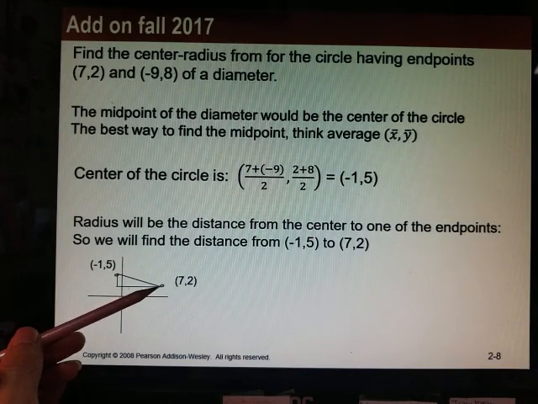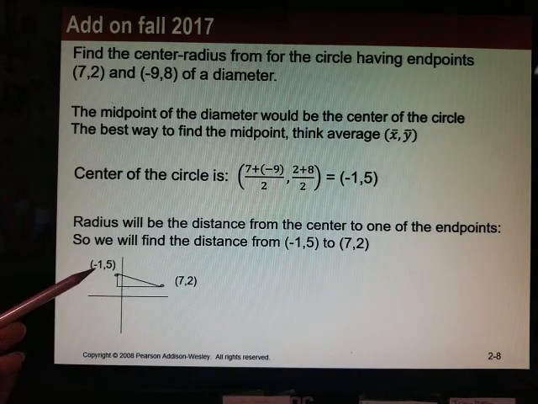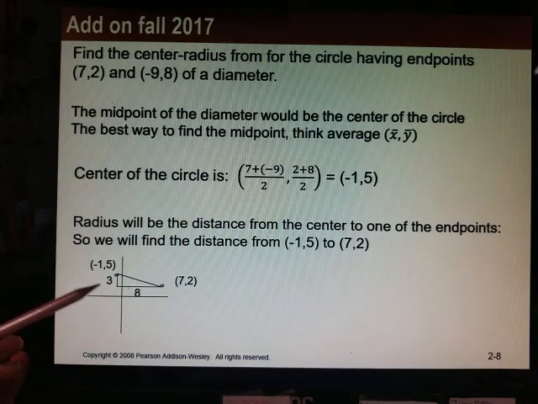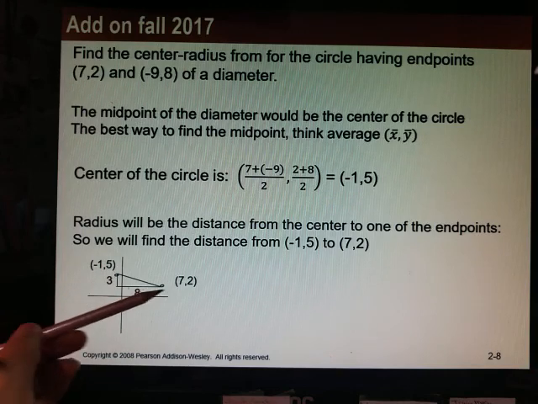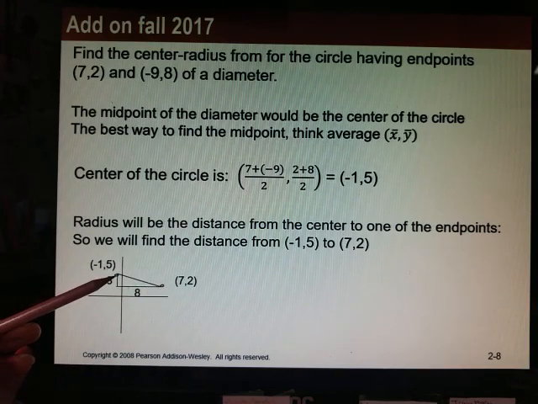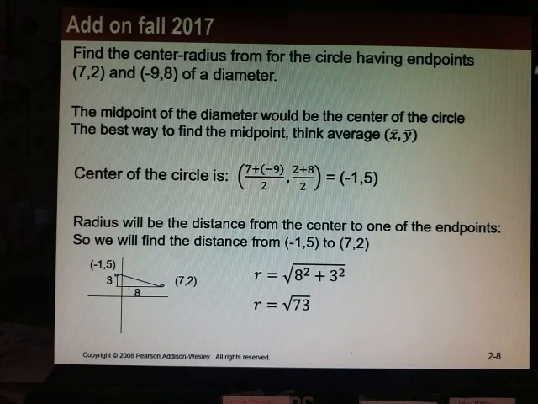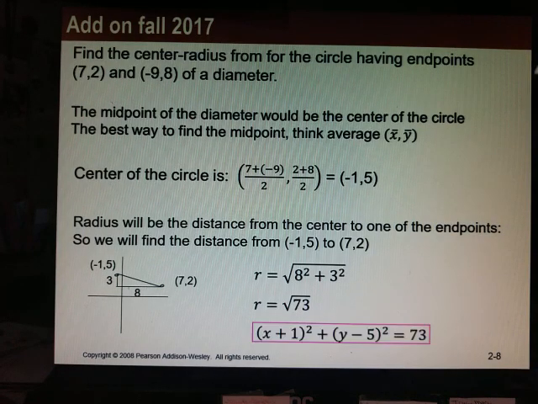So now all I need is the distance between these x's. From negative 1 to 7, that is a distance of 8. For the distance between the y values, from positive 2 to positive 5, that would be a distance of 3. Now I just need to do Pythagorean theorem. So 8 squared plus 3 squared equals c squared. So 64 plus 9. And therefore my radius is the square root of 73. And I'm ready to plug into my formula.